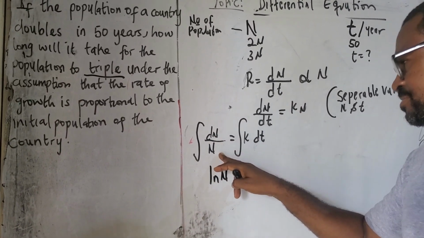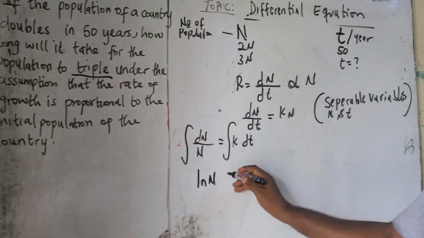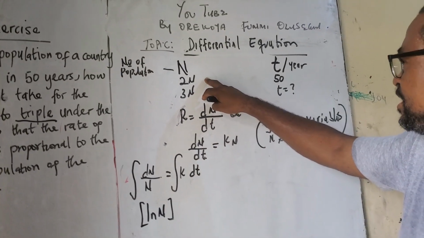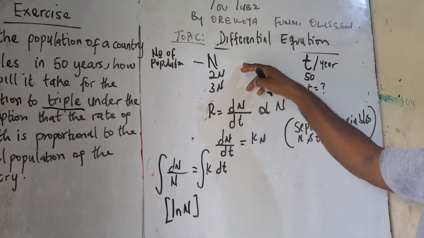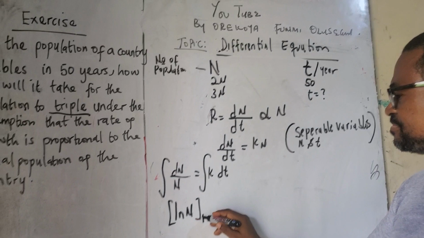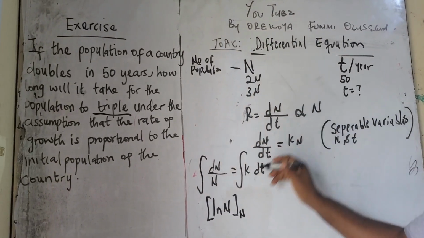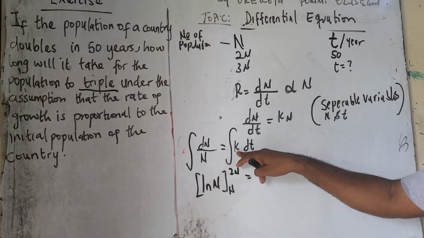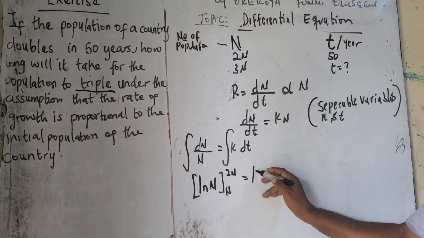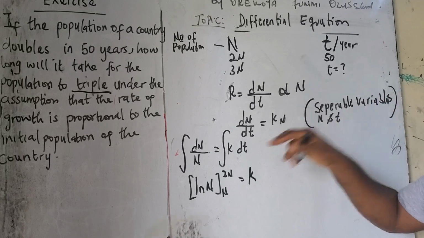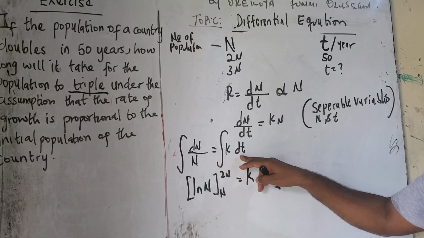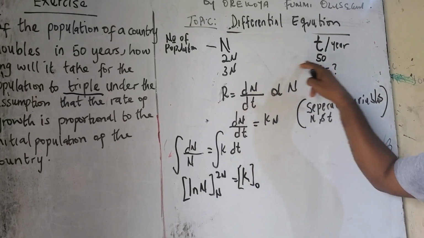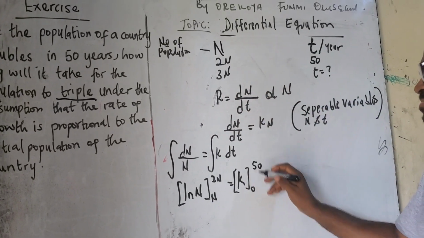Integral of dn divided by n is ln n. And the initial condition for the first situation is that our population changes from initial n to this final, and the final is 2n. When you integrate, the constant k remains as it is, and the condition for the time is that the time starts from 0 in the first case to 50 years.